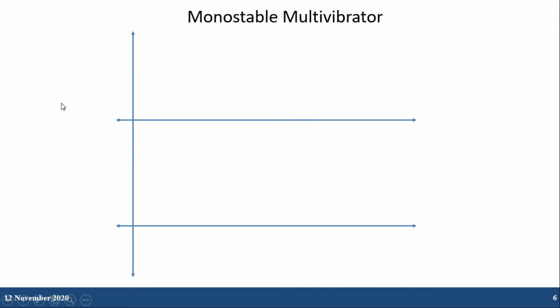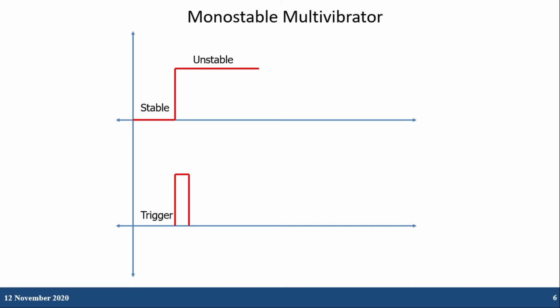There is one more, the monostable multivibrator. It is also known as one-shot multivibrator. In the mono-shot, there is one stable state and one unstable state. In this multivibrator, the output remains in the stable state, you can see. But whenever an external trigger signal like this is applied, the output momentarily goes into the unstable state.